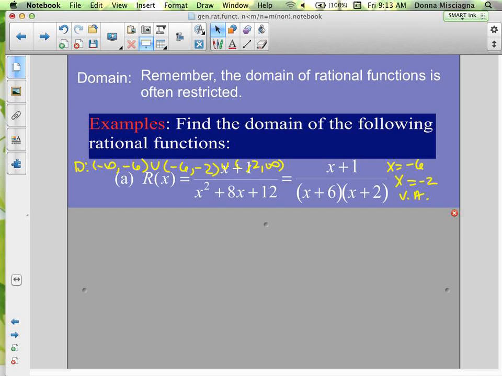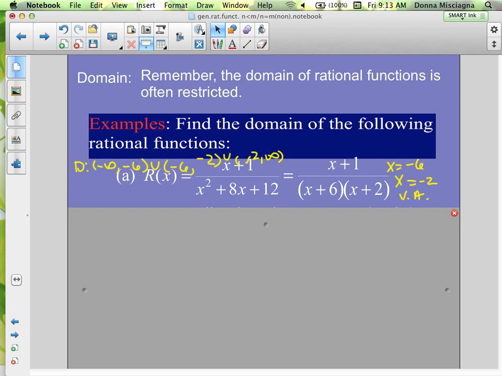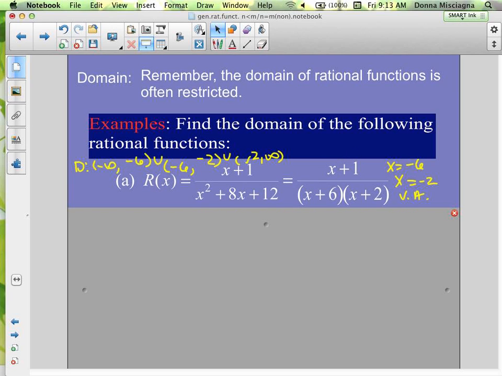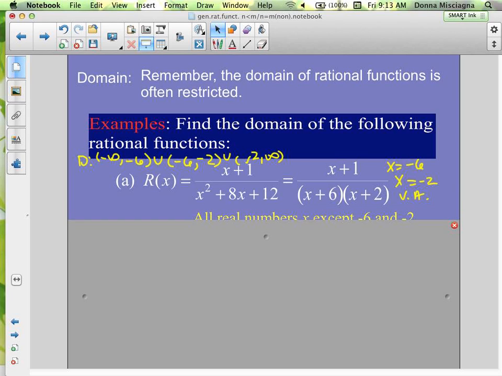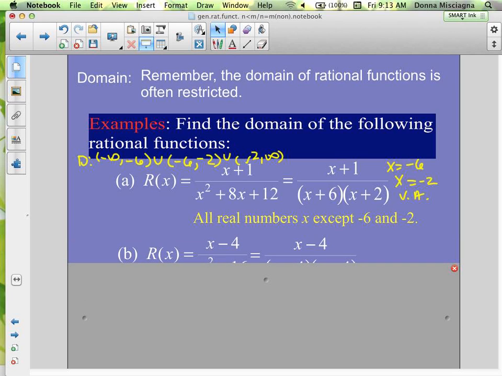All right, so let me see if I can move that up a little bit. All right, so we have a break. We have a break for the first vertical asymptote, negative 6. Right? So we skip over that value. Can't use negative 6. It makes our denominator 0. And then we're fine until we get to negative 2. And we have to skip over that value as well because we'll have a 0 in the denominator. And then we're good from negative 2 to infinity. So it's all real numbers except negative 6, negative 2, and we're going to write them in interval notation.